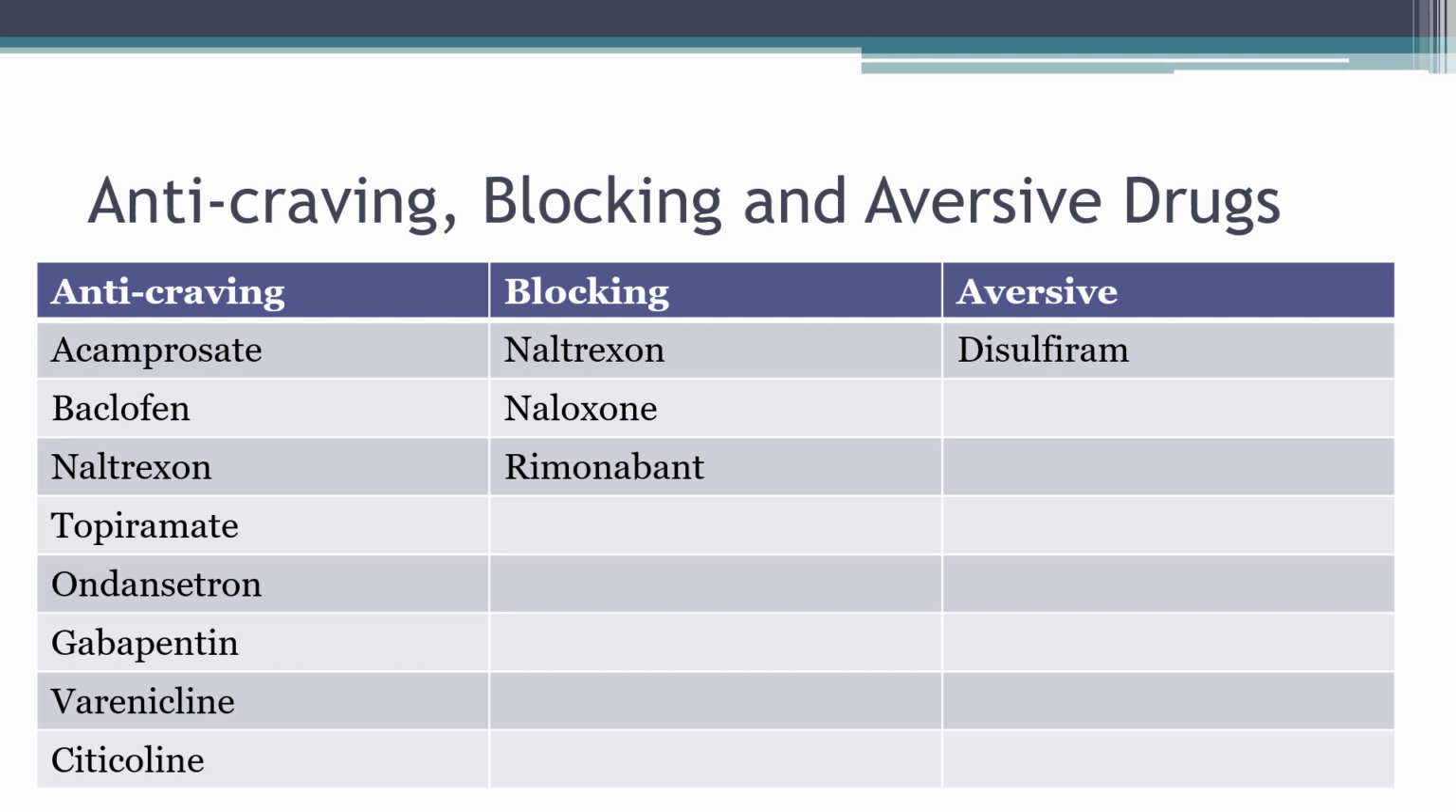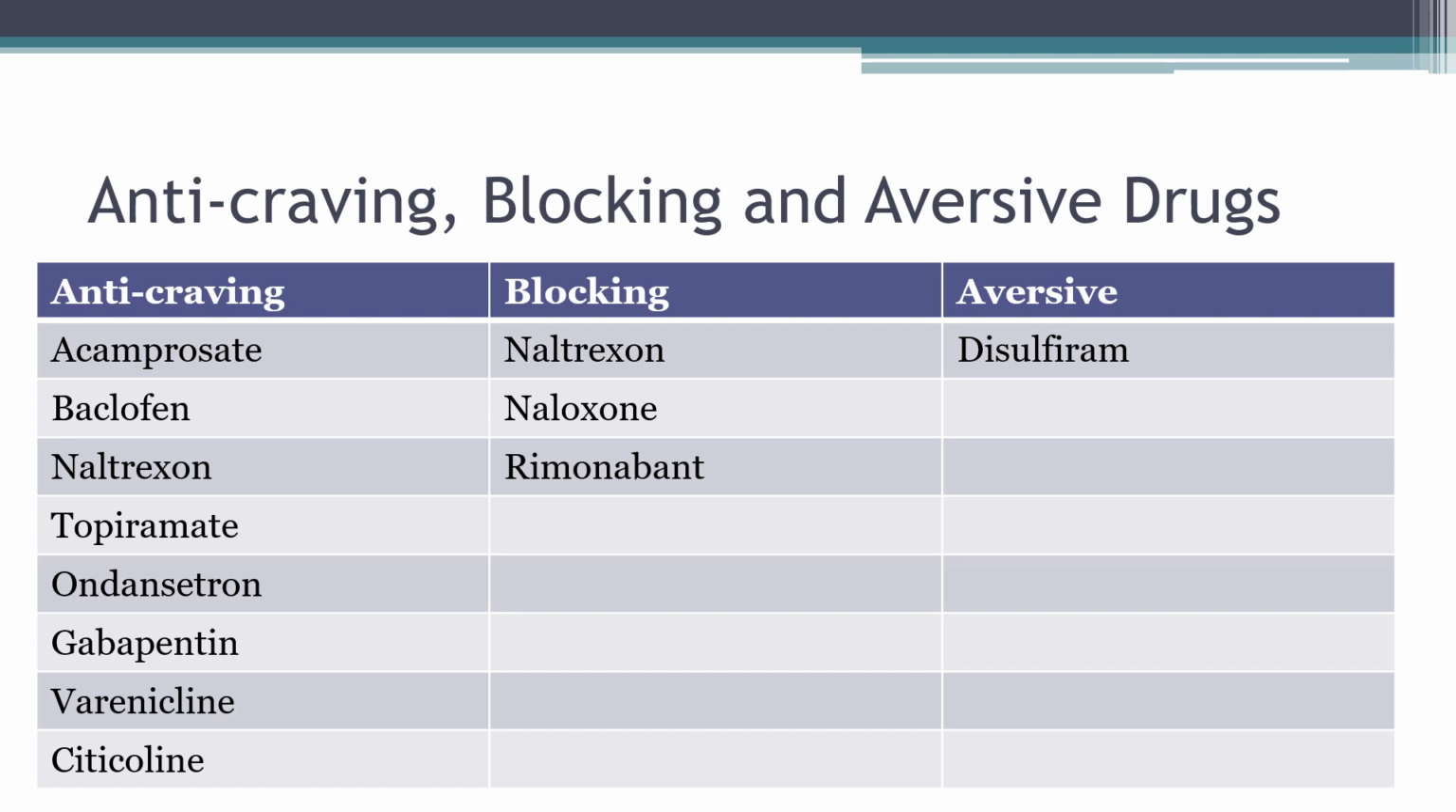Naltrexone is anti-craving and it is also a blocking agent. This is a blocking agent for opioid abusers because it is a mu receptor antagonist. Gabapentin, varenicline, ceticoline can be used as anti-craving agents. The blocking agents are naltrexone, naloxone in case of opioids, and rimonabant in case of cannabis use. Aversive drug is disulfiram, which is used for alcohol abusers.